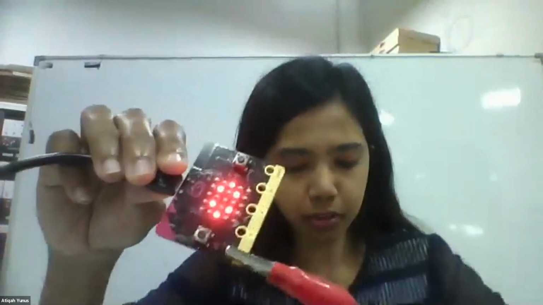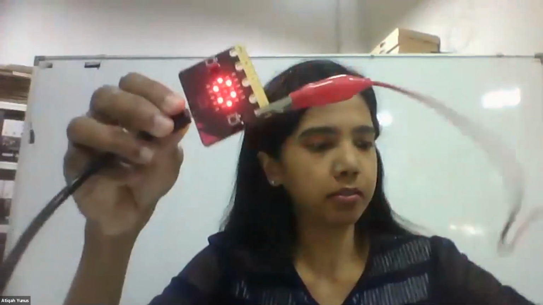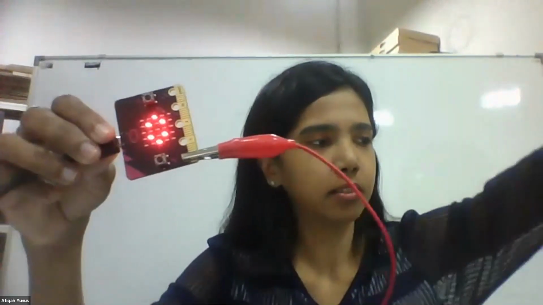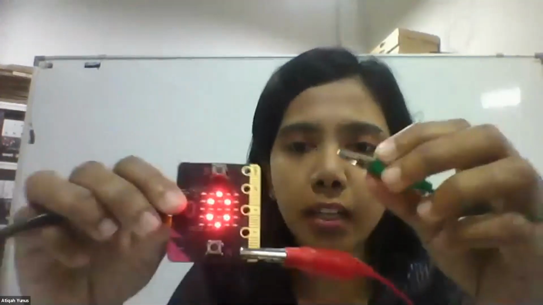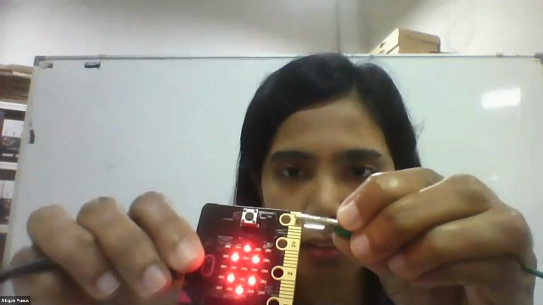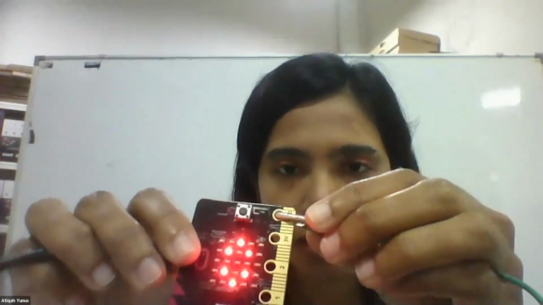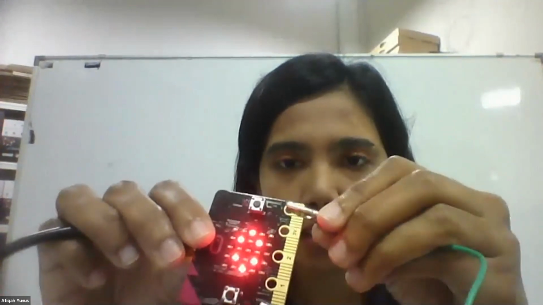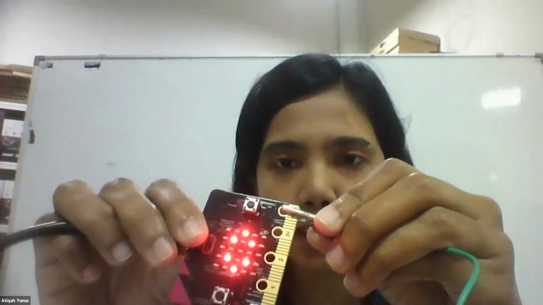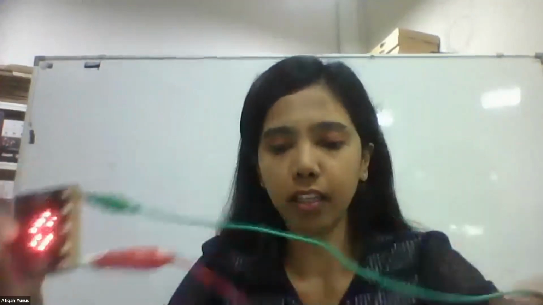That's the big crocodile clip on pin 0. Okay, and I'm going to use the smaller crocodile clip. This is a smaller one. So this is the smaller one, and I'm going to connect it to ground on the Microbit, like that. Make sure it's connected correctly and nicely. Okay, so you have your big and small crocodile clip. Your big one is on pin 0, your small one is on ground, okay?